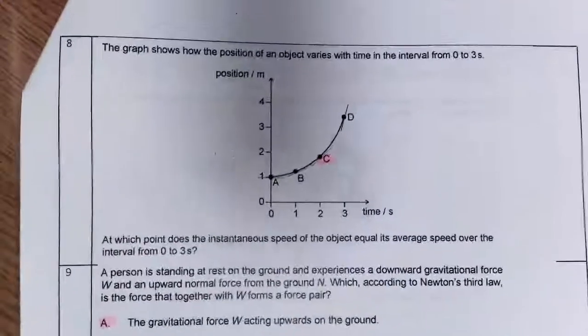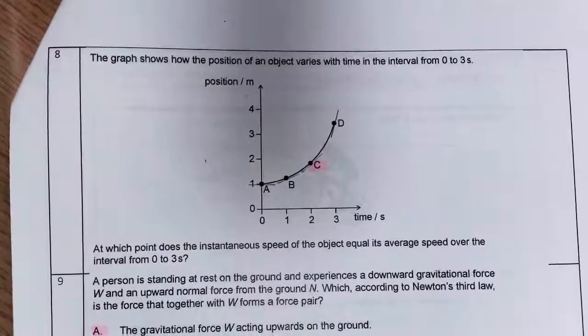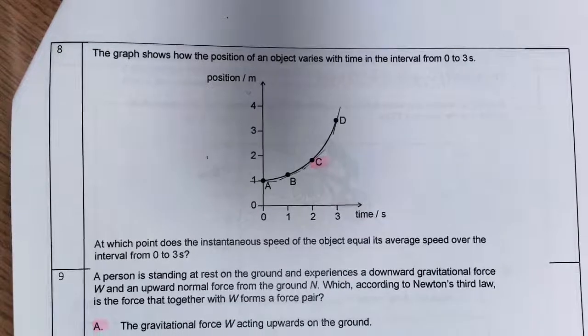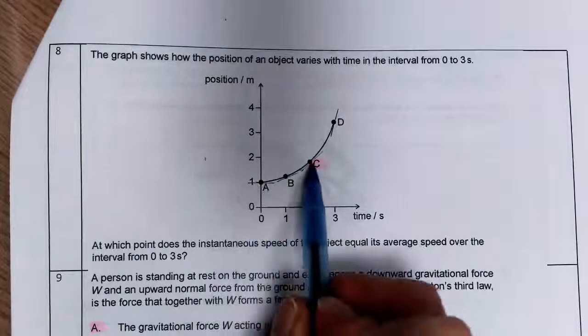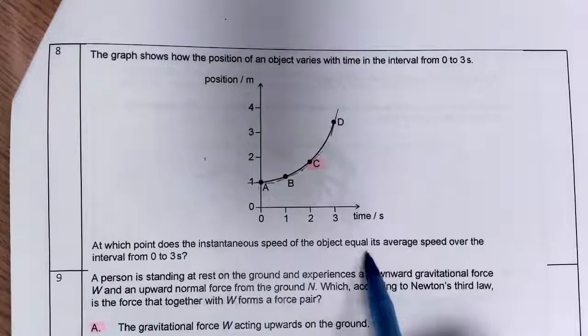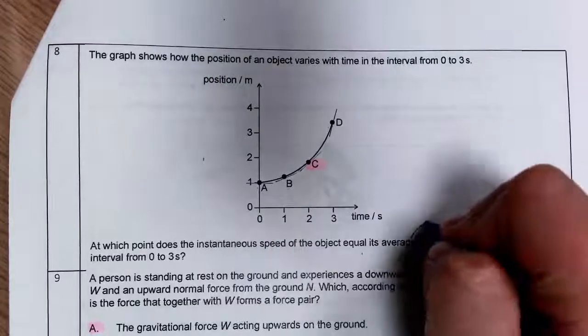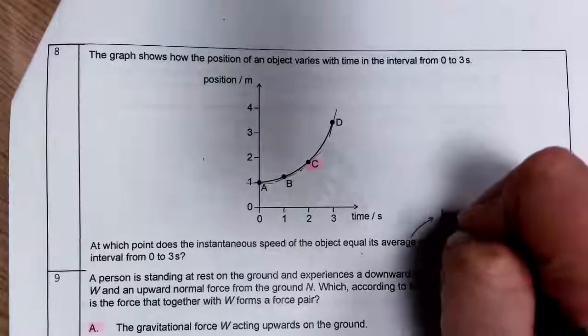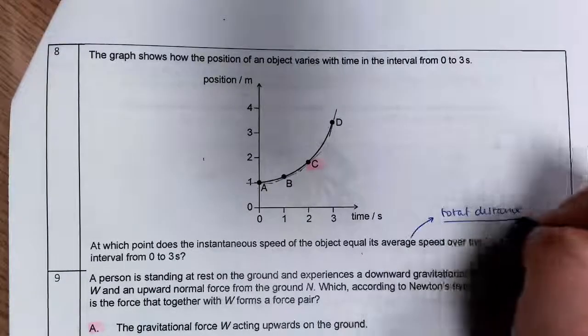Okay, this one was a little bit trickier. You had to do a bit of thinking here. So number 8, the graph shows how the position of an object varies with time in the interval from 0 to 3 seconds. At what point does the instantaneous speed, so the speed at that given moment in time, of the object equal its average speed over the interval? Okay, so the average speed of the object is going to be found from the total distance over the total time.